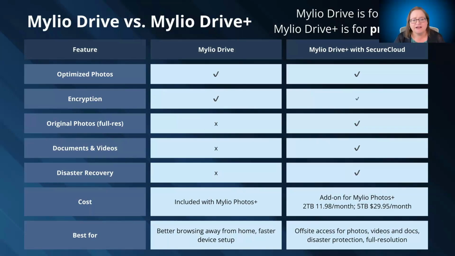As for the cost, Mylio Drive is included with Mylio Photos Plus, so if you're already a subscriber, this is part of what you're already paying for. And for most people, I highly recommend enabling it. If you need that offsite storage and disaster recovery protection, go ahead and add on Mylio Drive Plus. Again, $11.98 a month for 2 terabytes or $29.95 a month for 5 terabytes. Mylio Drive is best for better browsing and faster device setup, and Mylio Drive Plus is for the offsite access of your photos, videos, and documents and disaster protection at full resolution.